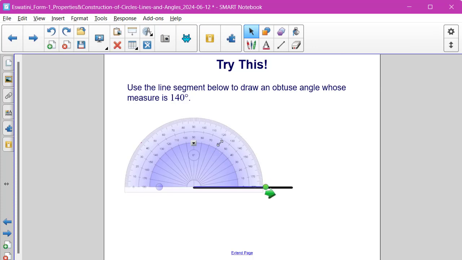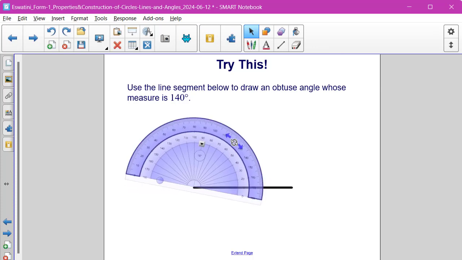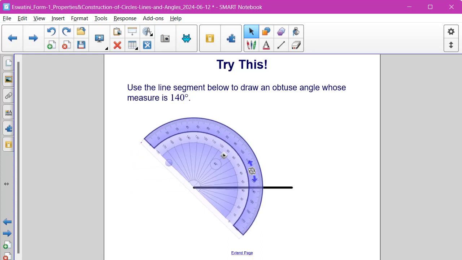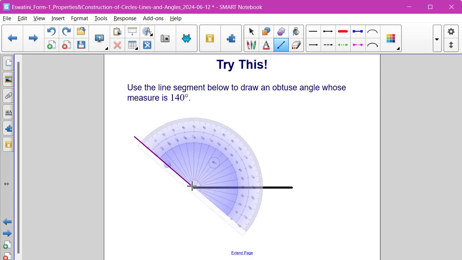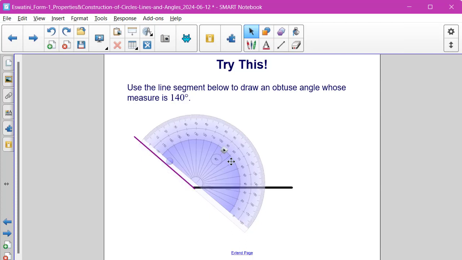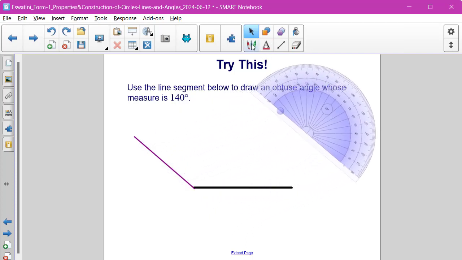And now we're going to rotate our protractor until we get to that hash mark, and then we're gonna connect that hash mark with the vertex of our angle using the straight edge side of our protractor, and then we can pull the protractor away and label our angle 140 degrees.